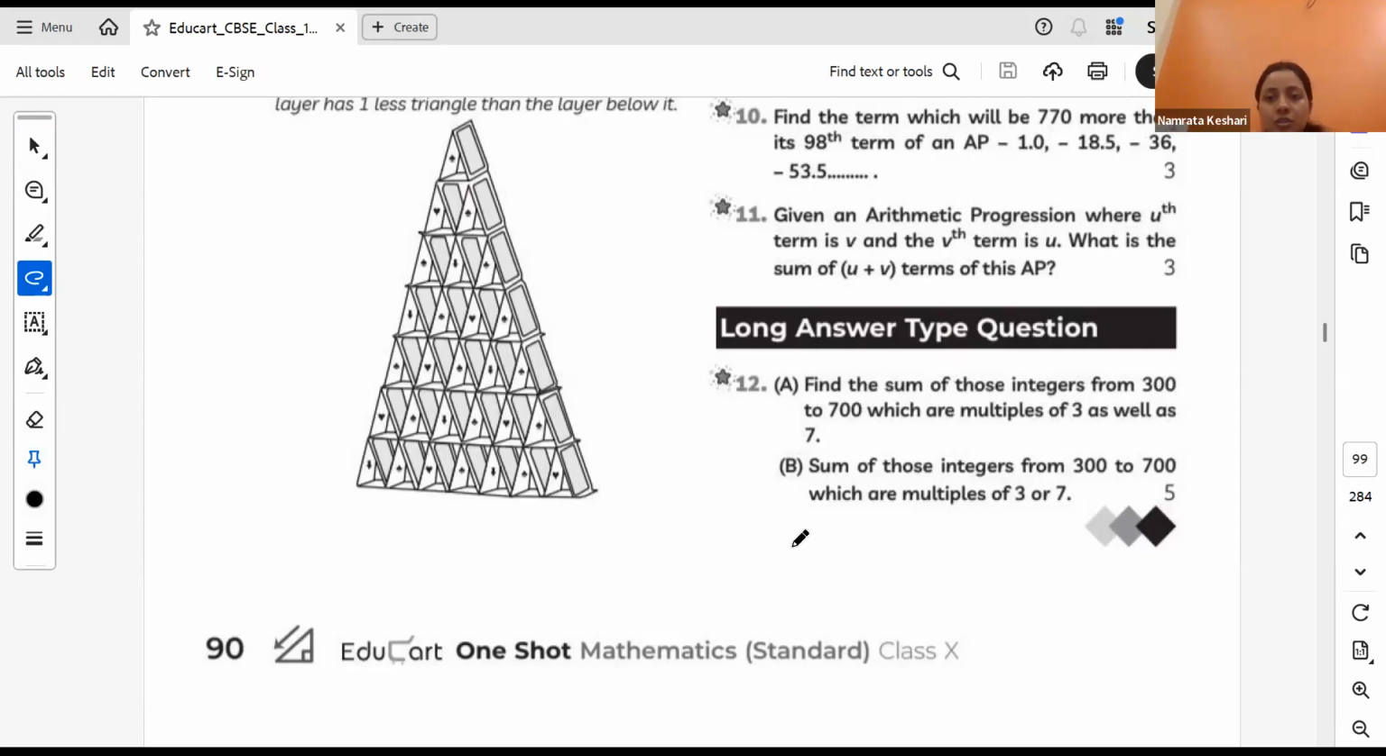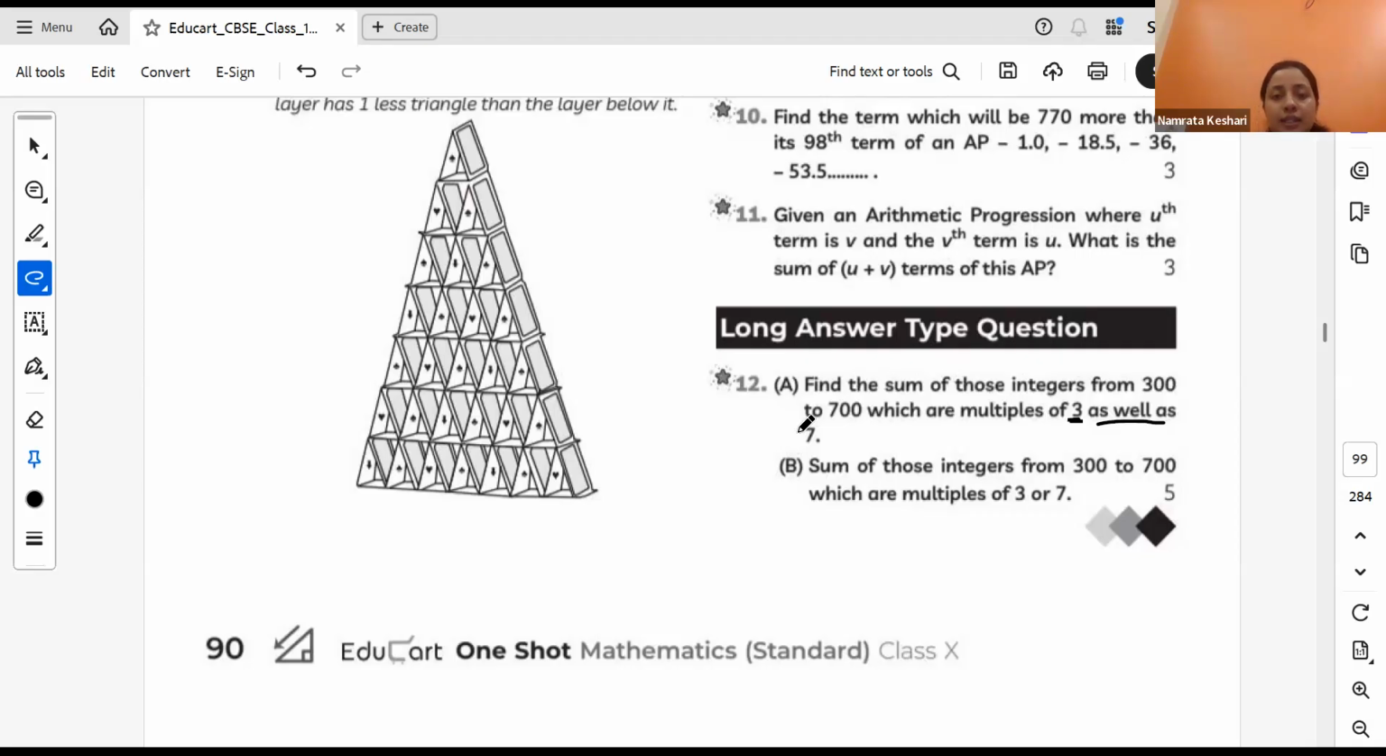Find the sum of those integers from 300 to 700 which are multiple of 3 as well as 7. Okay, multiple of 3 as well as 7. That means it needs to be a multiple of both, right? 3 as well as 7 means only both. It's clear from the statement that it has to be a multiple of 3 as well as 7, right?